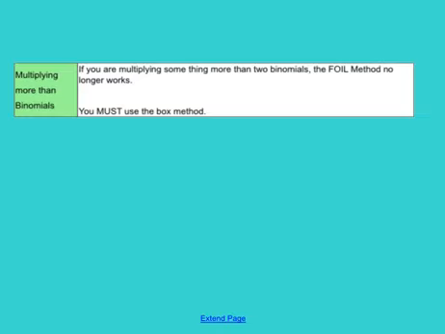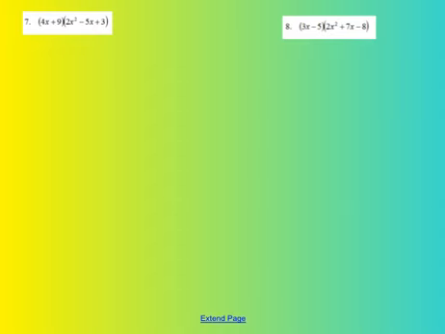When you multiply more than two binomials, you are multiplying something more than two binomials, the FOIL method no longer works. You must use the box method. Here's the deal. Ms. Johnson wanted you to know that this doesn't work to FOIL. Here's what happens. You end up with this, and then you end up with this, and it looks kind of goofy, right? The best way to do this is the box method.